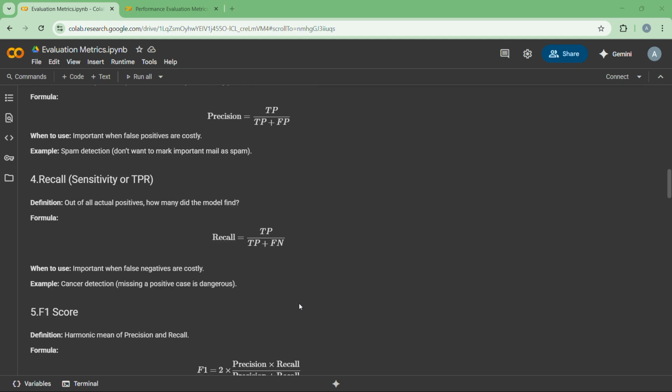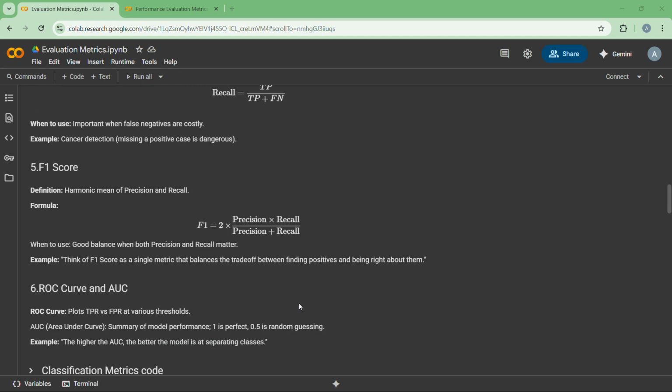Recall: out of all actual positives, how many did the model find? The formula is TP divided by TP plus FN. When to use: important when false negatives are costly. Example, cancer detection.